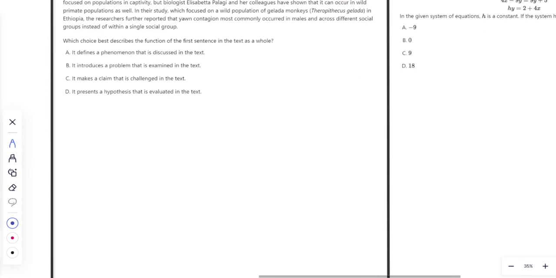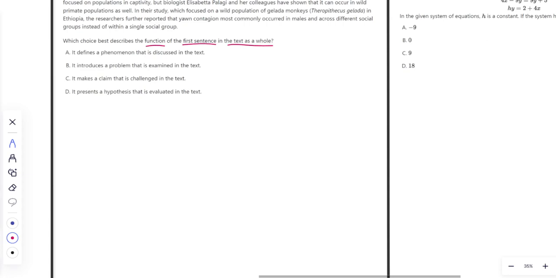Okay, what have we got next? Yawn contagion. Okay, first let's read this question statement. Which choice best describes the function of the first sentence in the text as a whole? Basically, why did we put that first sentence in there? What purpose does it serve? It says, "Yawn contagion occurs when one individual yawns in response to another's yawn." Seems like it's just introducing a topic.